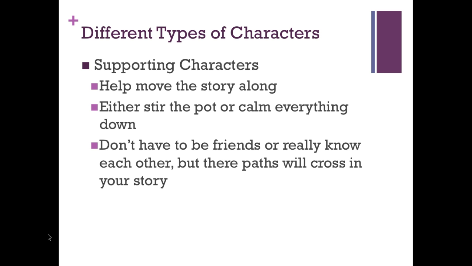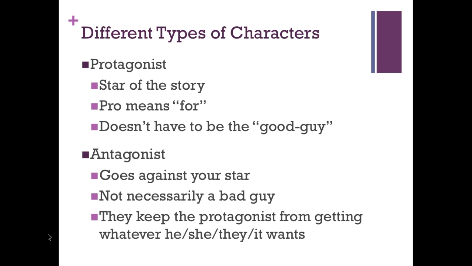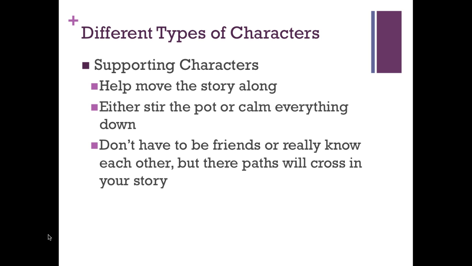These are what we normally call 2D characters. The protagonist and antagonist are normally called 3D characters, meaning that you know everything about them, and by the end of the story or the book, they change for the better or for the worse. Supporting characters do not do that. They are 2D characters, meaning that they probably don't change, or if they do, it's probably just a little bit, not enough to really notice or for a person to care.